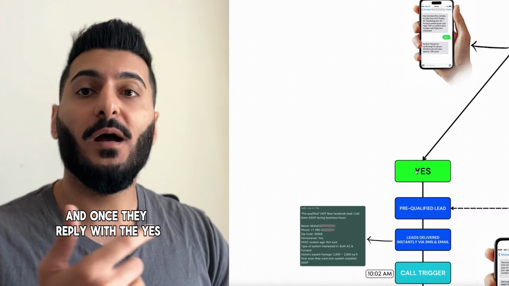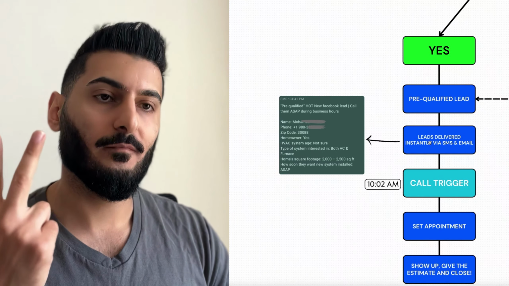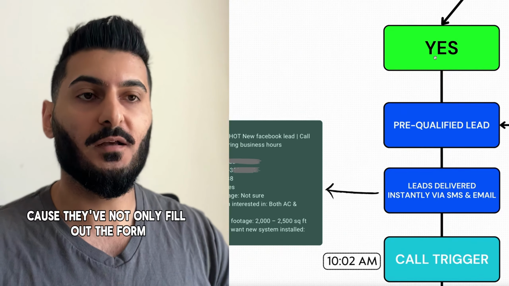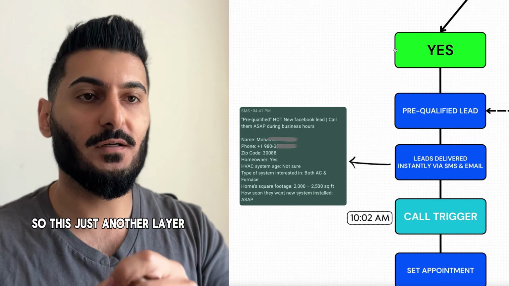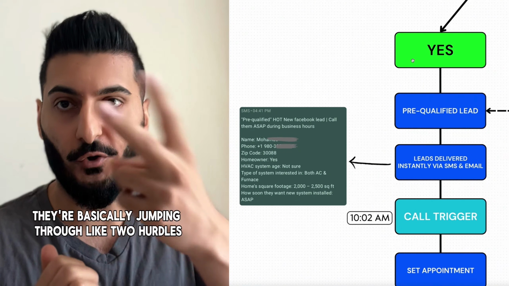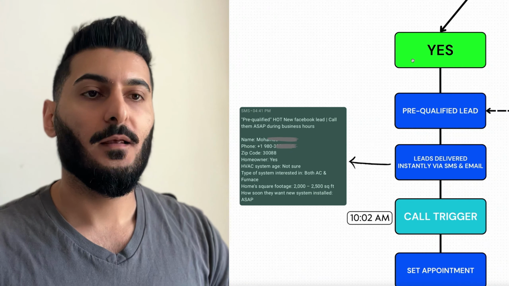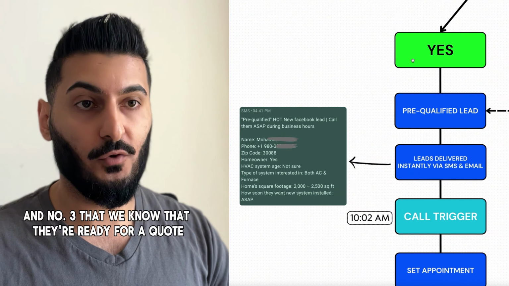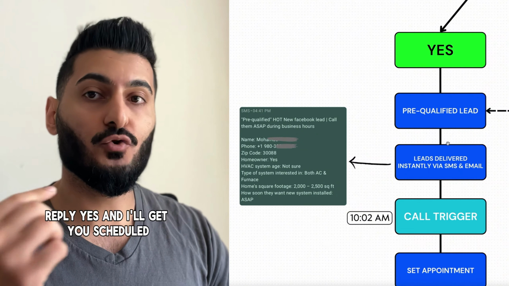And once they reply with a yes, we know that number one, their number is valid. Number two, they're serious, because they've not only filled out the form, they've also replied with a yes. So this is just another layer. They're basically jumping through like 2 hurdles, so we know they're more likely serious. And number 3, we know that they're ready for a quote, because we tell them, hey, reply yes, and I'll get you scheduled.